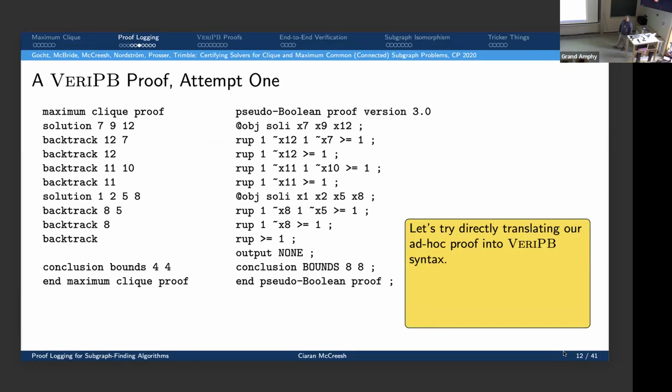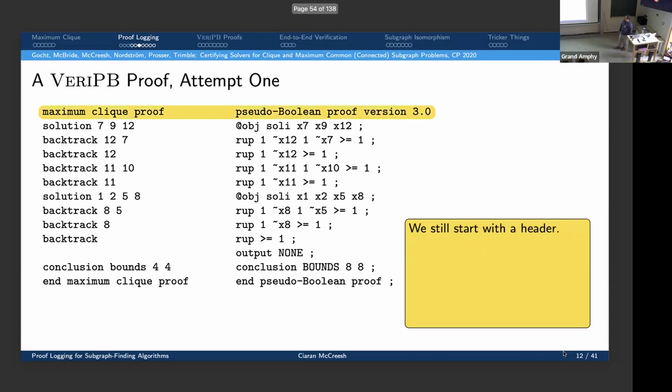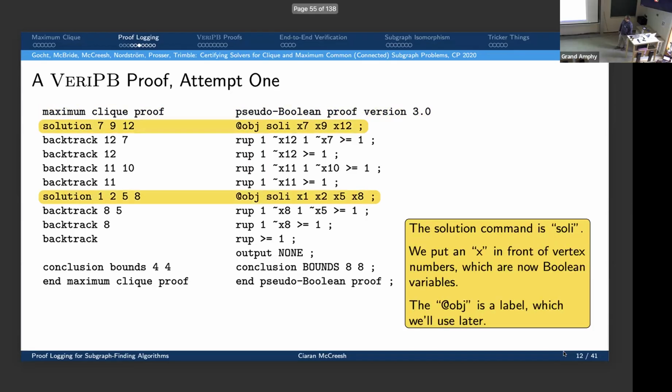So let's try using what was in the previous slide to translate this, just as a syntactic translation from our ad hoc proof format to a VeriPB proof. We start with a header. Whenever we find a solution, we use this sol I command. So this means I have a solution, check it, give me a solution-proving constraint. And I just need to list the vertices that are actually present in the clique. VeriPB is smart enough to know that if I set 7, 9, and 12, all the other vertices are obviously false by unit propagation. So I don't have to list out everything.